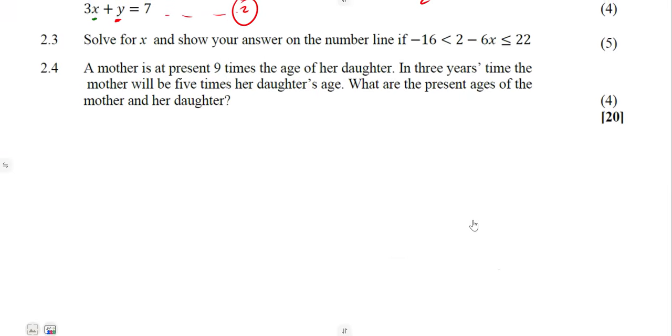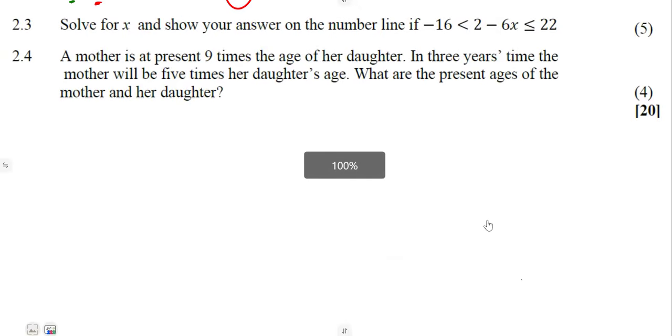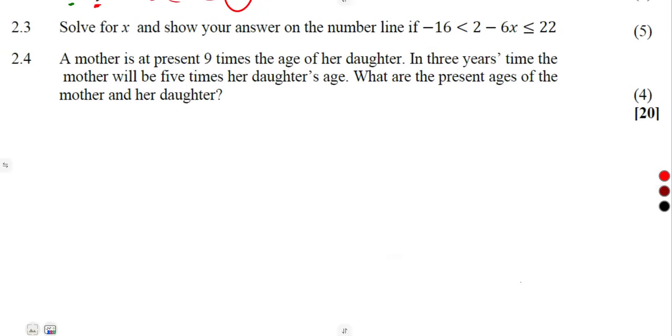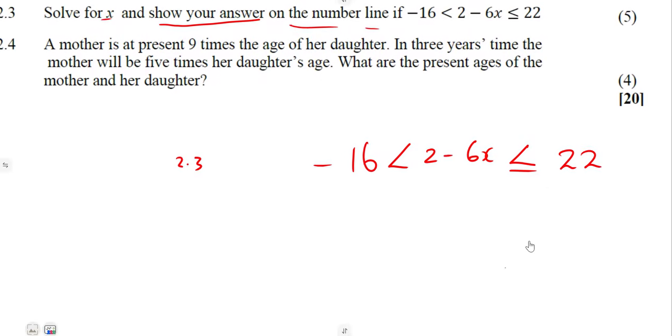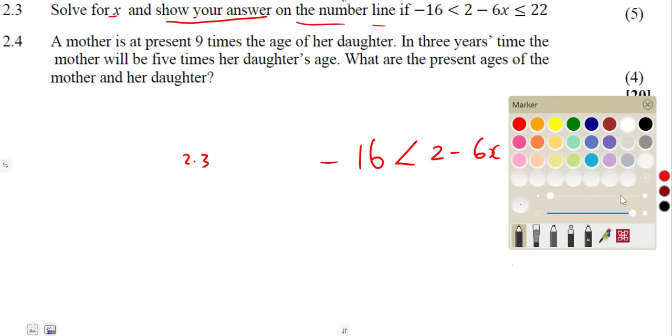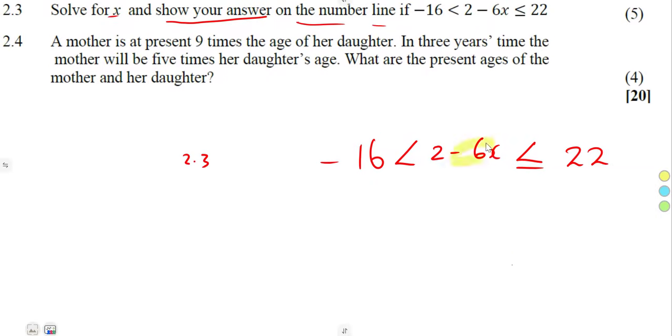So for x on 2.3, solve for x and show your solution on the number line. All right. We are given that 2 minus 6x is greater than minus 16, but less than or equal to 22. We must solve and also represent on a number line. Remember we deal with the middle term, the middle expression, whatever you'll be having there.